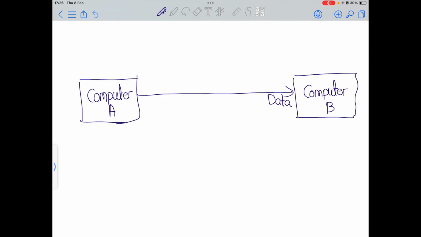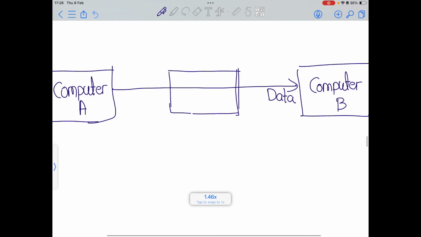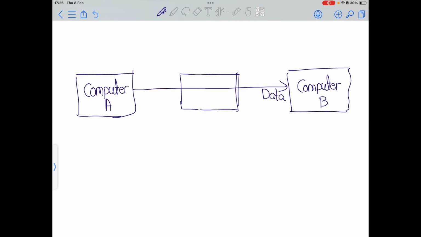Once you have sent data from computer A to computer B, you would need a packet sniffer. A packet sniffer is a type of software, the tool that you use to sniff the packets and intercept the data. Packet sniffer, I've got it here. It doesn't look very nice.